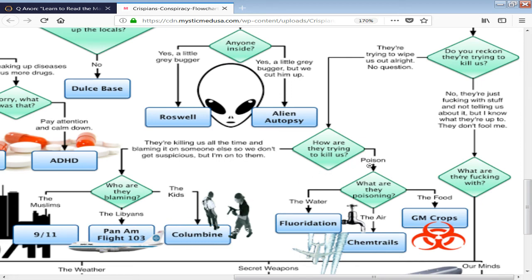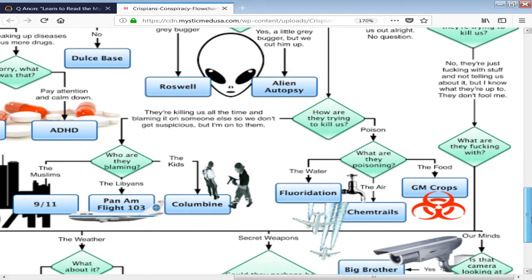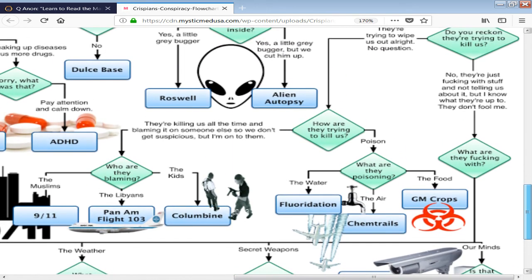Or how are they killing us? Poison. What are they poisoning? The water, fluoridation, the air, chemtrails, the food, genetically modified crops. You better believe that for sure.